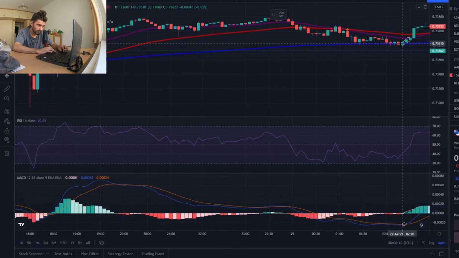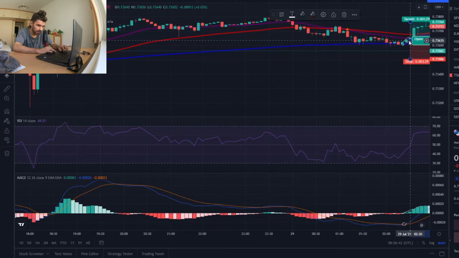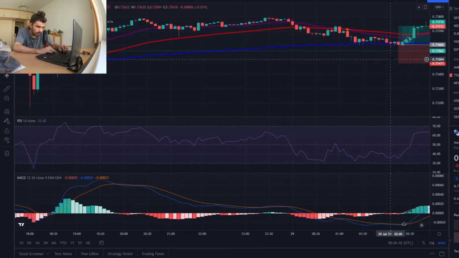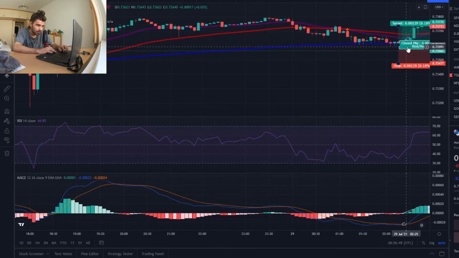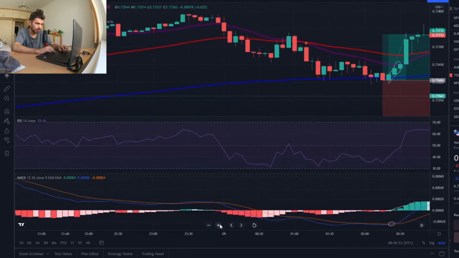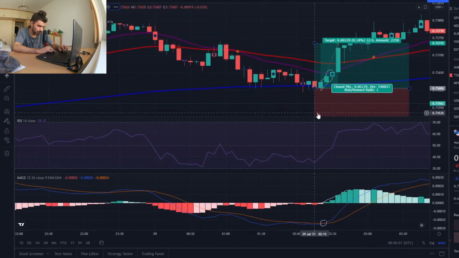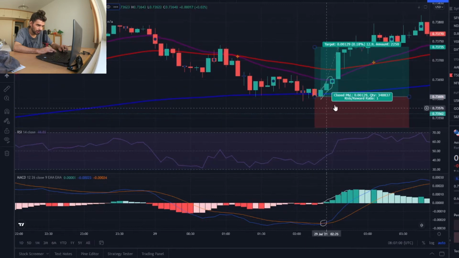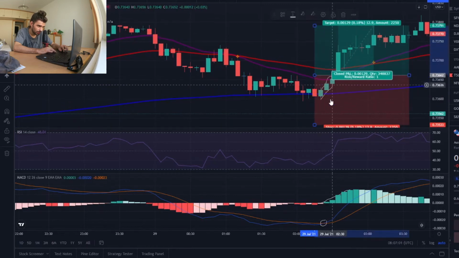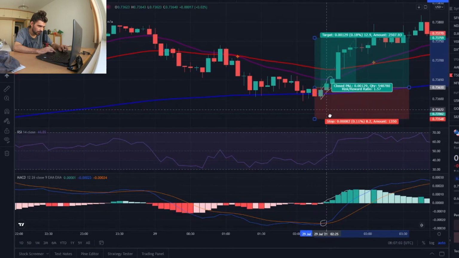So you want to enter somewhere here at these 3 lines. I mean, the cross happened at around the second one, between the first and the second one. Now you can always zoom down to the 3-minute chart or the 1-minute chart and look for better entry points, because depending on how the 1-minute chart moves, the 5-minute chart moves as well.